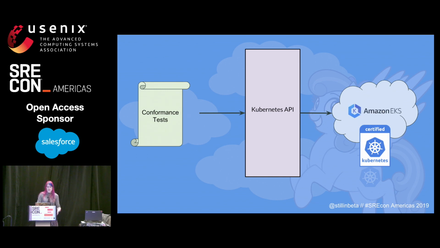Amazon EKS could be certified. Google Cloud could be certified. The Rust backend that I'm always threatening to write for Kubernetes could be certified. A wizard did it, could be certified. As long as it passes all of the tests, it's Kubernetes. That's basically what it means.